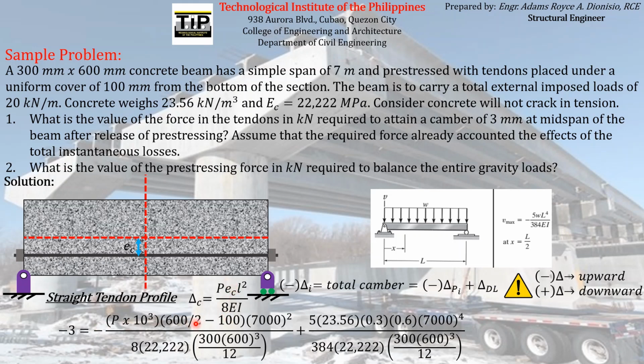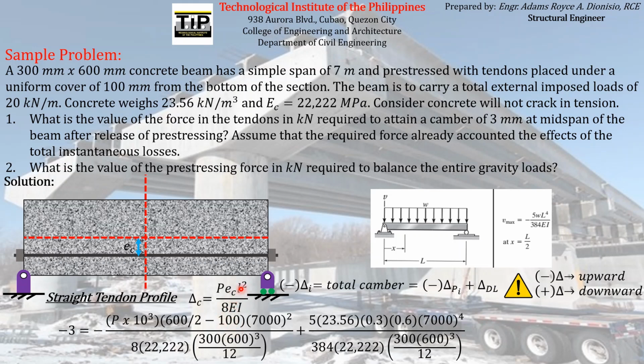The magnitude of e_c here is just equal to half of the depth. The depth is indicated as 600 mm in the question, and half of it is 300 mm. It was specified that the cover of the prestressing reinforcement with respect to the bottom of the beam is 100 mm, so we just have to subtract that 100 from this half of the depth. Half of the depth is 600 over 2, minus this cover, which is 100 mm.